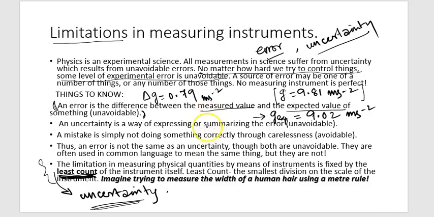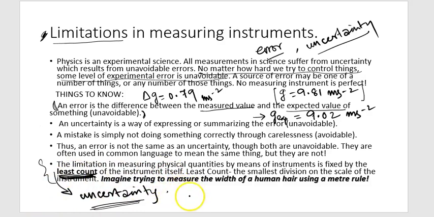All right, because of the thing that we started off with, the limitations in measuring instruments. So you will never have an experimental result wherein you get the experimental value exactly equal to the expected value, right? Primarily because your measurements themselves are uncertain up to the degree of what is fixed by the least count of the instrument.